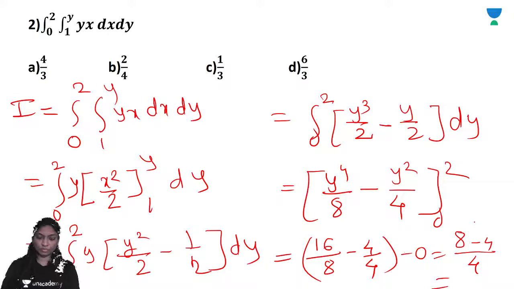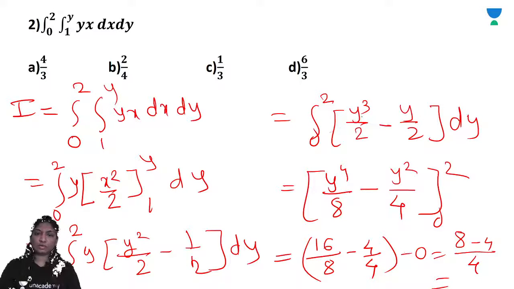I think somewhere I'm wrong. Right, y cube by, oh sorry, here it is y cube by 2, from 0 to 2, minus y by 2. So you will get y cube by 2 minus y by 2 dy, y raised to 4 by 8, minus 1 by 2 y square, so y square by 2 minus 1 by 2.